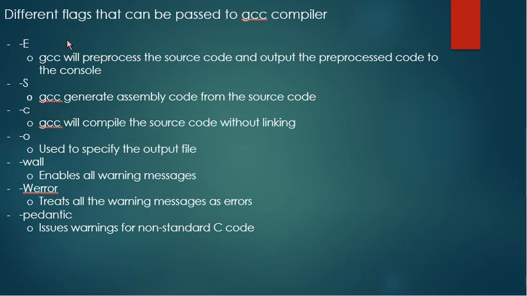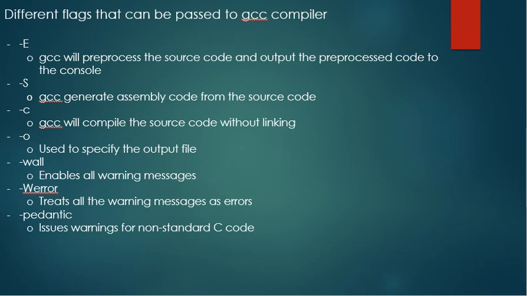Now, what are the different flags that one can pass to the GCC compiler? You can pass a capital letter E, which would tell the GCC compiler to preprocess the source code and output the preprocessed code to the console. And then you can also use a capital letter S, which will tell GCC to generate assembly code from the source code. C, which will tell GCC to compile the source code without linking.